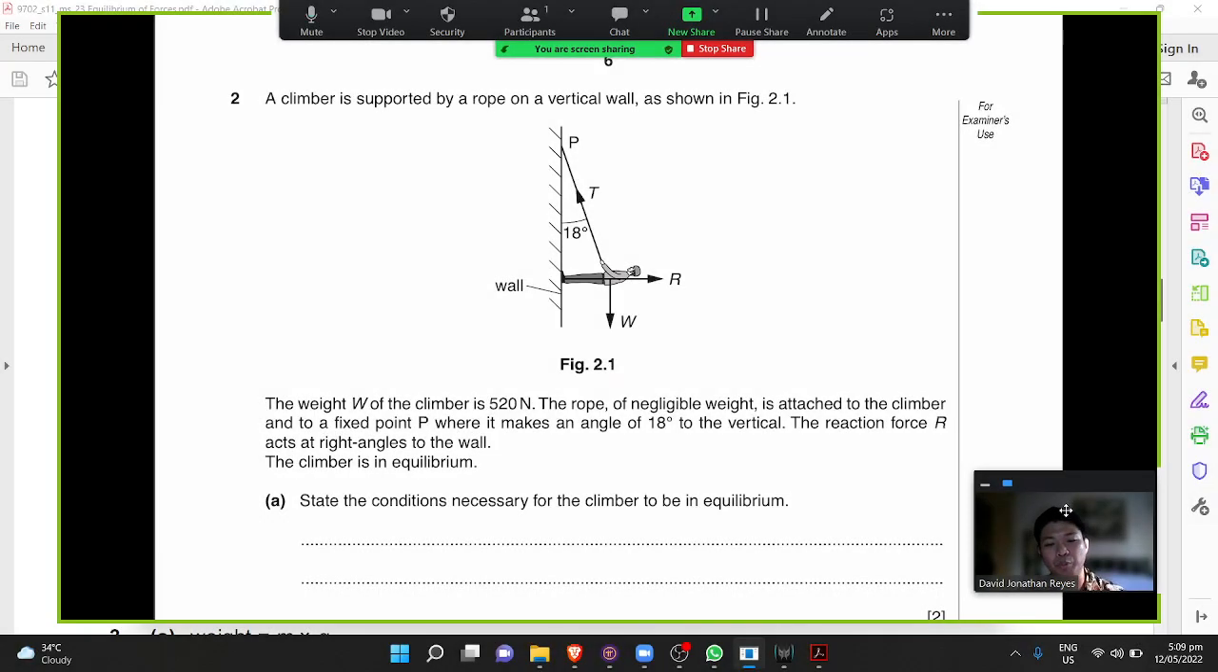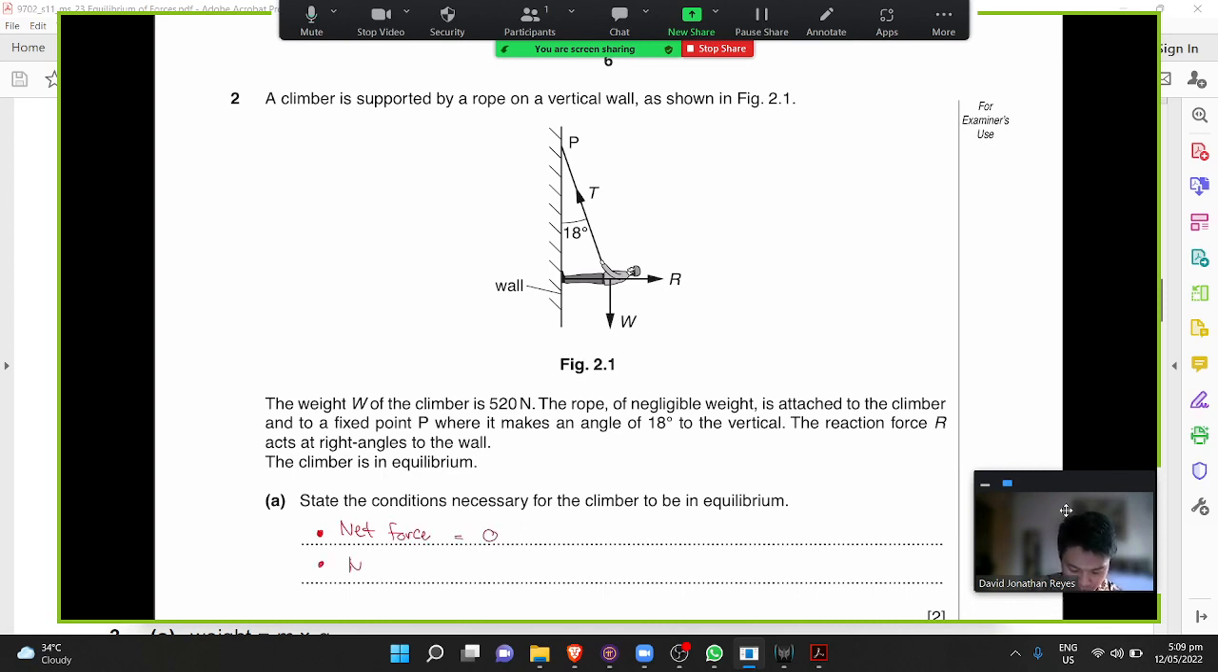Here we have a problem where we try to identify whether the climber is actually in equilibrium or not. The first question is: state the conditions necessary for the climber to be in equilibrium. There are only two conditions that you need to fulfill to be considered in equilibrium. The first one is that your net force should be equal to zero.